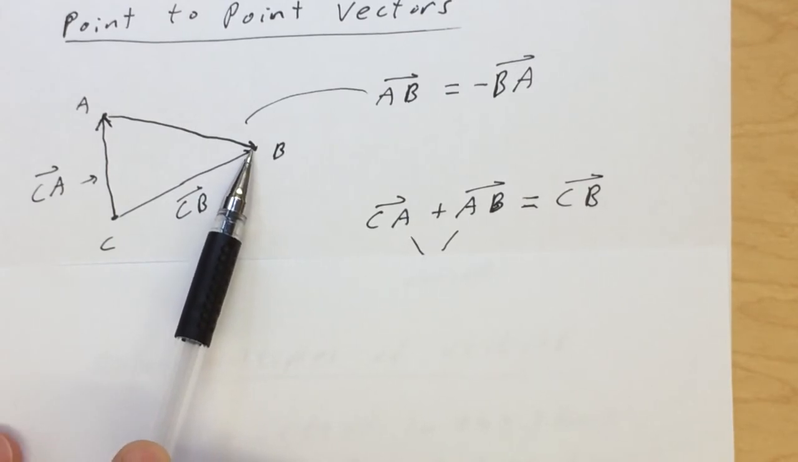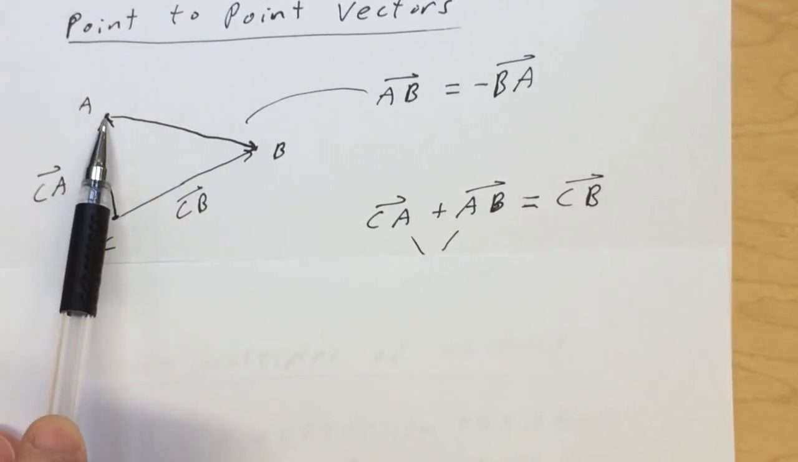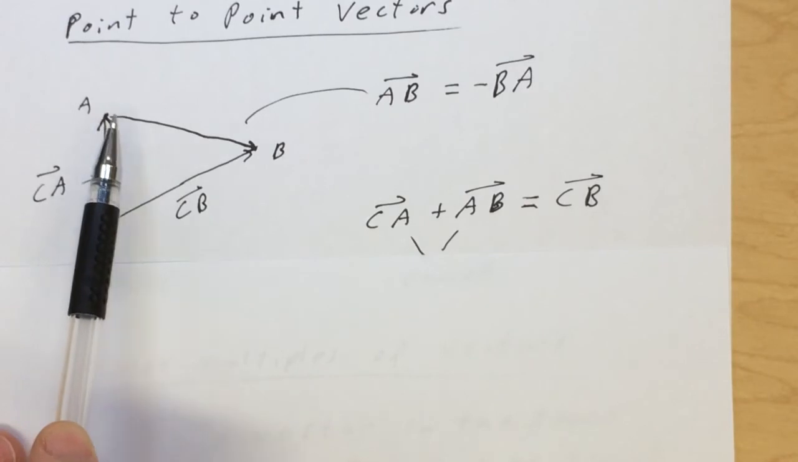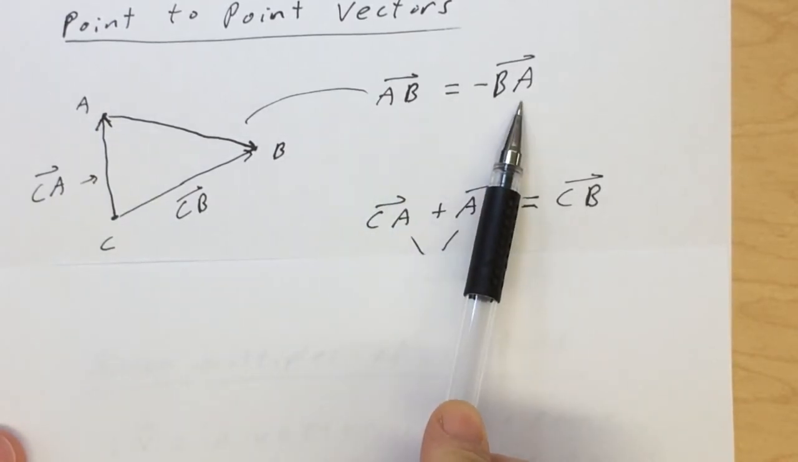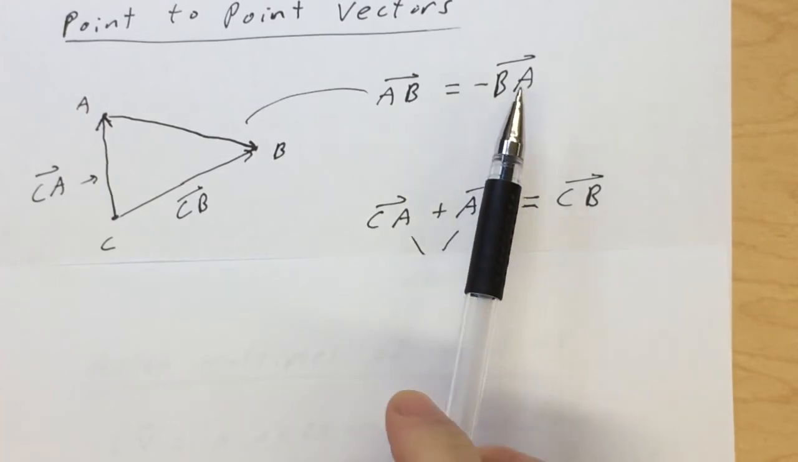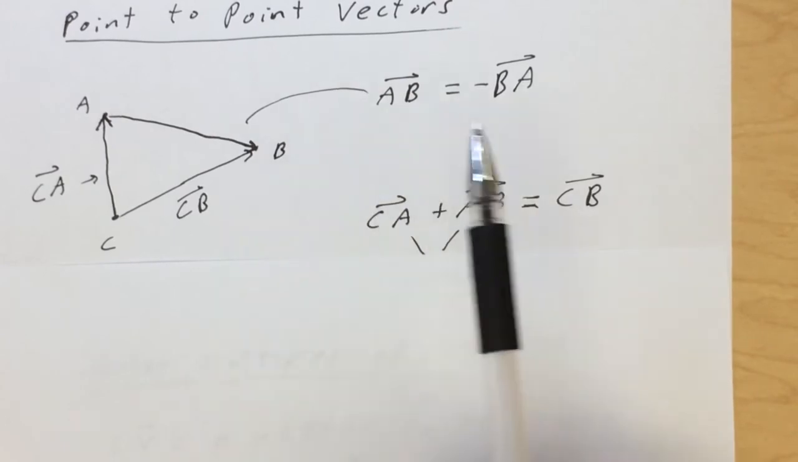BA then would be the vector in the opposite direction, from B to A. So we now know that AB is equal to negative BA. Okay? Or the negative of AB is BA.